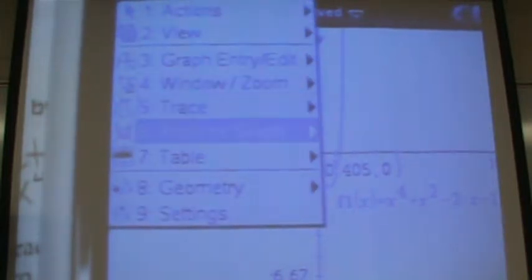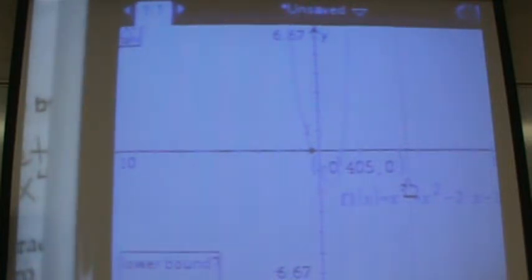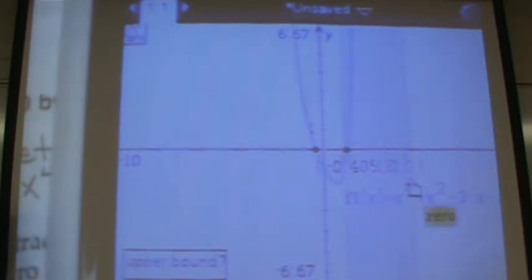You hit menu, analyze graph. We want the zero. And it's asking me for the lower bound. What are you gonna put now? 1. You could put 1 or you could put 0. Let's do 1. Hit enter, and then enter again. Bam, what is it?